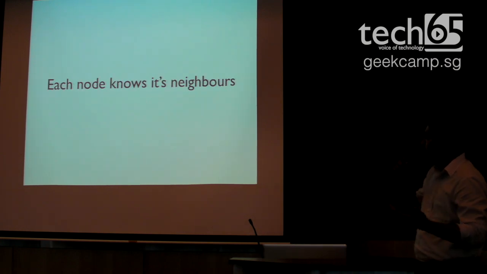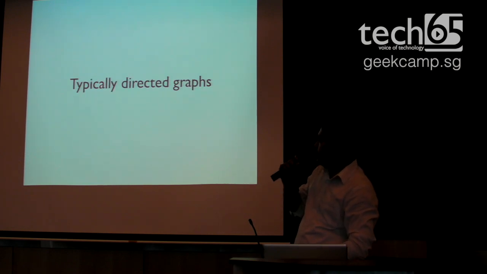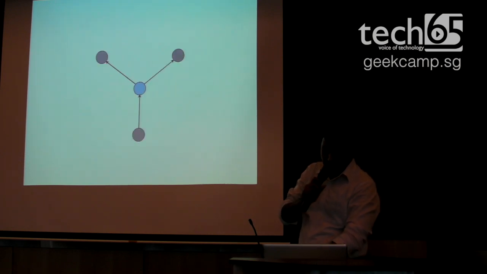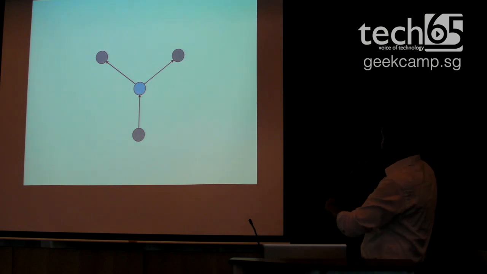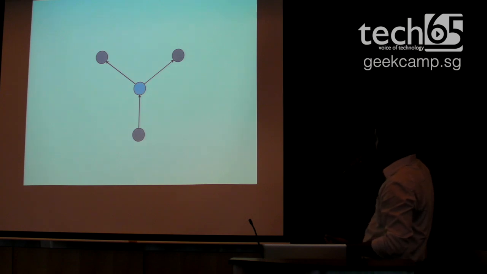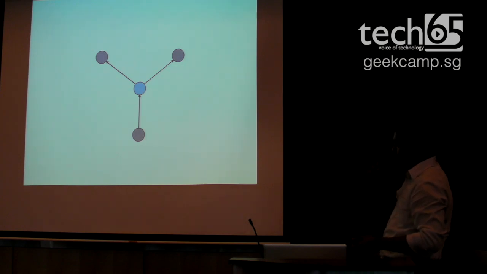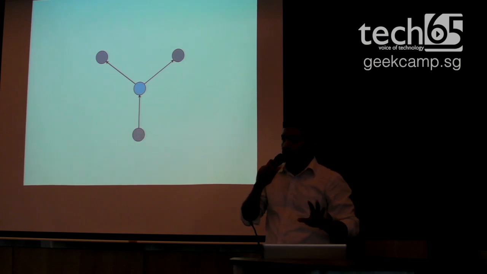So in a graph database, each node knows its neighbors, and typically the kind of graphs that you tend to have are directed graphs. So you'd have something like this, where you have a node that's connected to other nodes, and the direction of the relationships matters, and you try to figure out what else you're connected to. So this is also a good way to model or think about how to put together graphs.